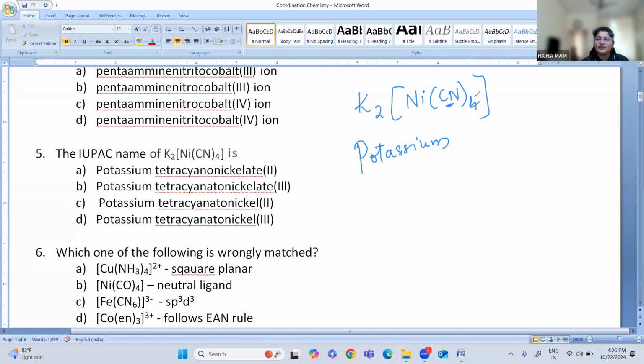Cyano group. How many cyano groups are there? Four. So it is tetra. Then you have cyano. Then you have nickelate. Nickelate.